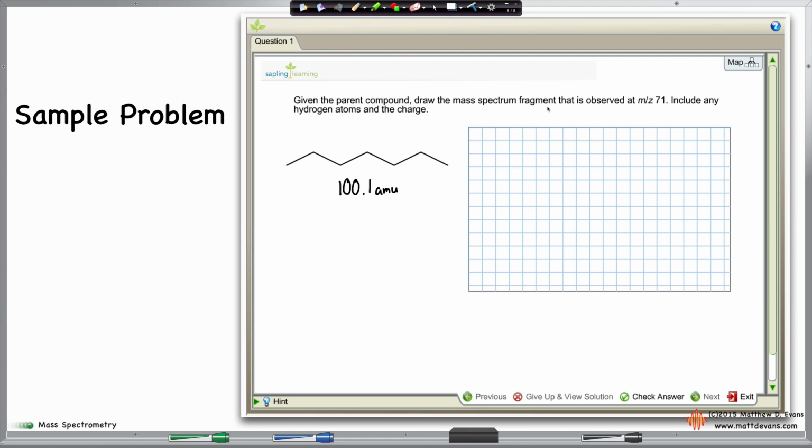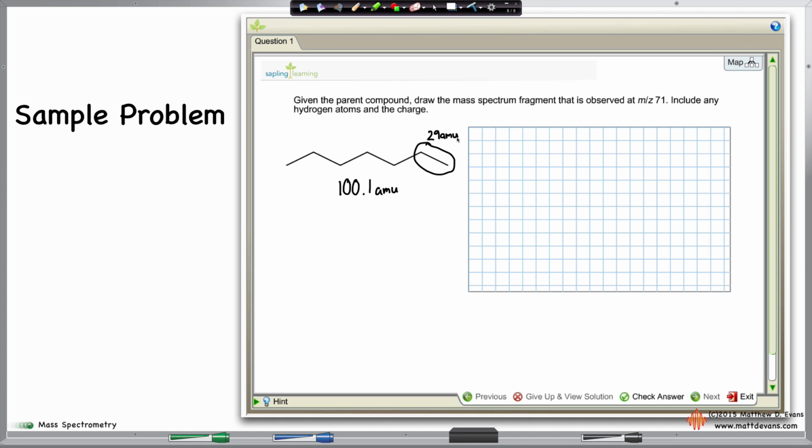And that's for this molecule, but we're looking for what the fragment is. In other words, you run a mass spectrum of this molecule, and the parent peak is going to be 100 atomic mass units, but what about this peak that we saw at 71? That's going to be a smaller version of this molecule. So let's take 100.1 minus 71 and see what we get. Really what we lost from this molecule is 29 atomic mass units.